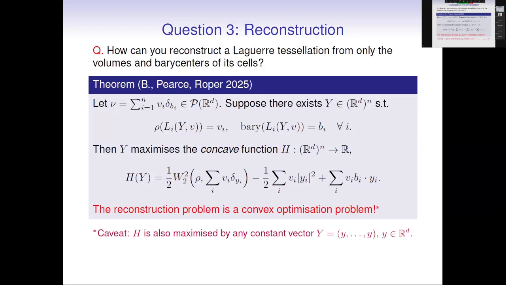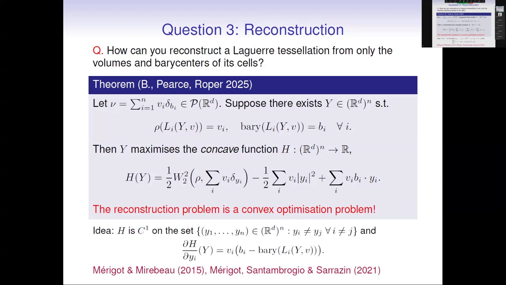I don't want to talk about the proof really, but it's quite straightforward. You just compute the gradient of H. You've got to be a bit careful differentiating the Wasserstein cost, but you compute the gradient. If you differentiate H with respect to the ith seed, you get V_i times (B_i minus the barycentre of the ith cell). So if you're at a maximizing point, the gradient vanishes. If this vanishes, that means the barycentre of the ith cell is B_i, and so you've reconstructed the tessellation.